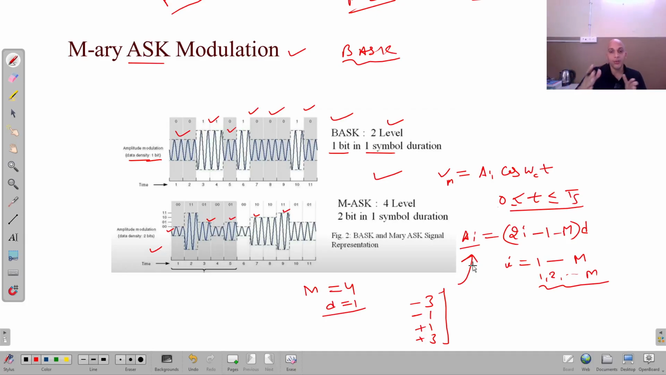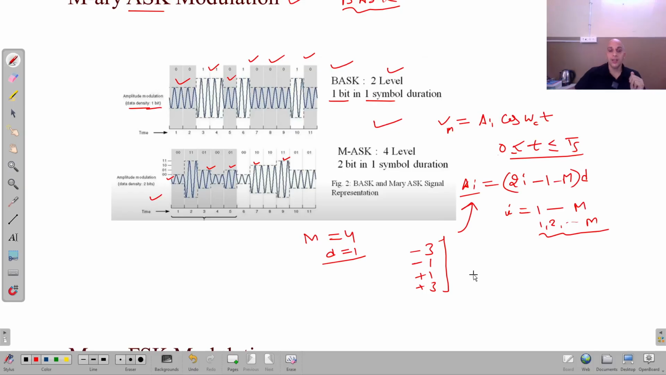These are for this high frequency carrier wave. So now I can represent these 4 different waves as V1 is equal to minus 3 cos of omega c t, and V2 is equal to minus cos of omega c t, then V3 is equal to cos of omega c t, and V4 is equal to 3 cos of omega c t.